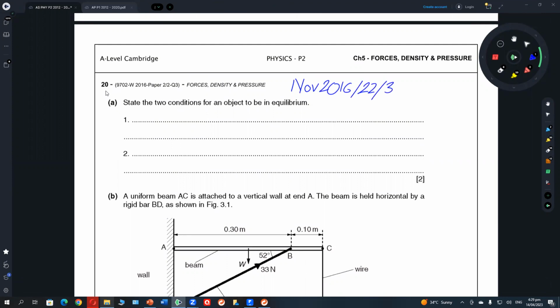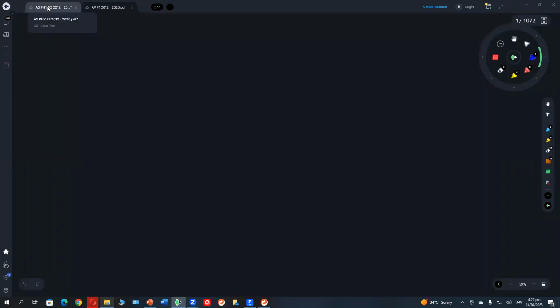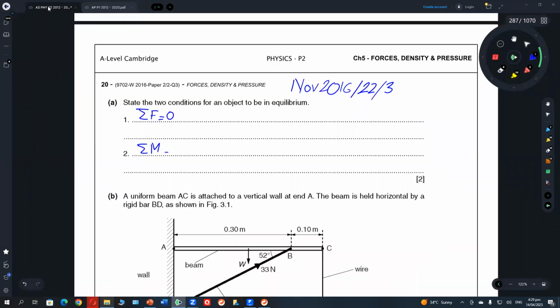State the two conditions for an object to be in equilibrium. The two conditions are resultant force is equal to 0. Resultant moment is equal to 0. Look, there are two conditions. Do you remember the wording for it? Algebraic sum of all the forces acting at one point is 0. Algebraic sum of all the moments acting on a single pivot is 0.